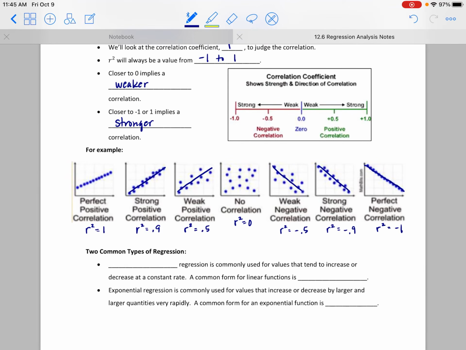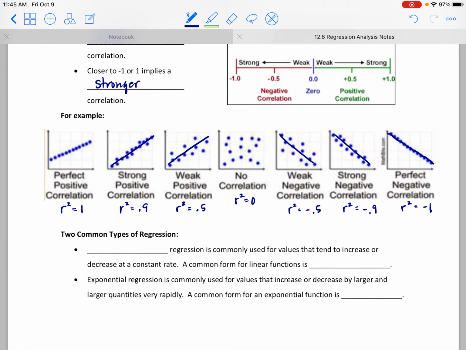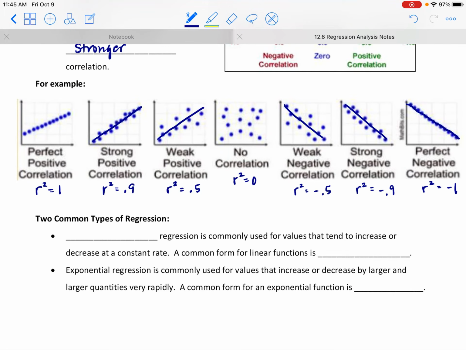Okay, so again, the two types of regression that we're going to focus on are linear and exponential. Linear regression is commonly used for values that tend to increase or decrease at a constant rate. And a common form of a linear function, maybe this looks familiar, is y = mx + b.